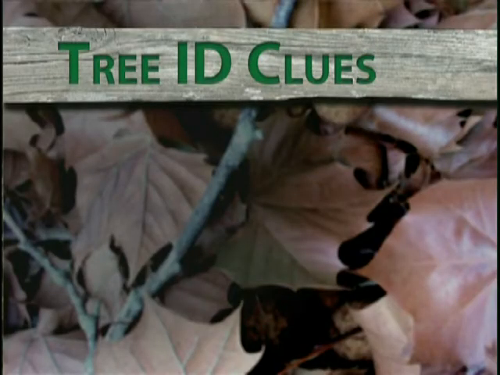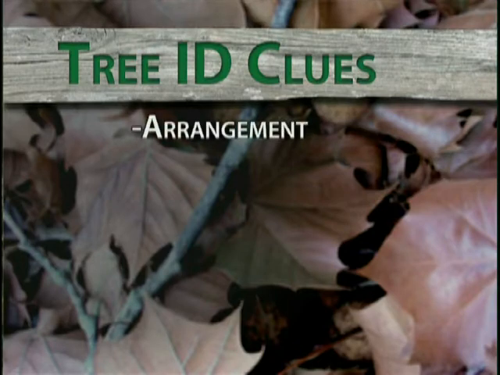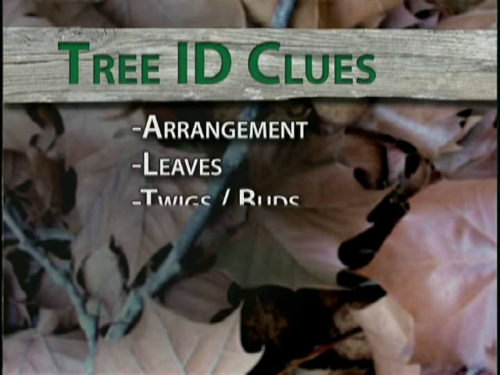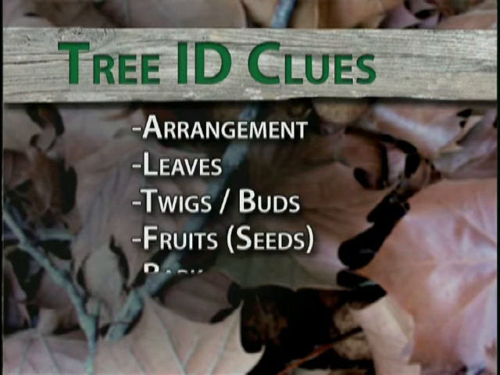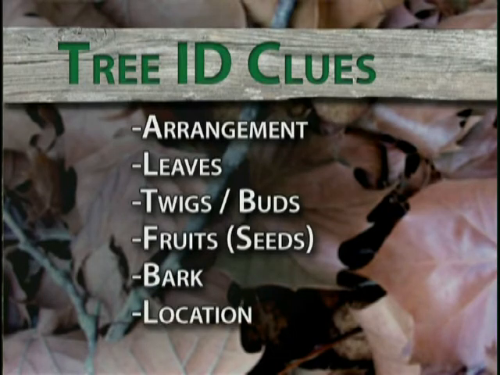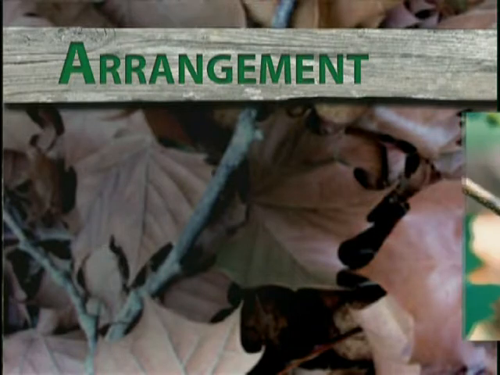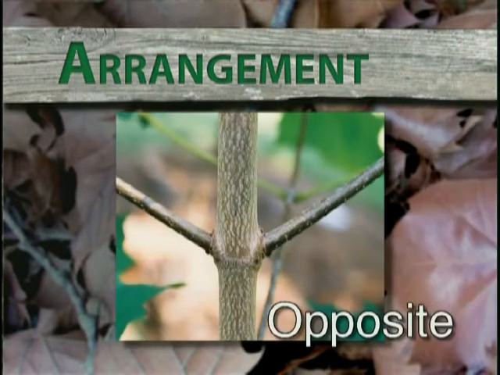The most common clues a tree provides are arrangement, leaves, twigs and buds, fruits and seed, bark, and location on the landscape. Arrangement refers to how leaves are positioned on the twig. As branches are modified leaves, arrangement can also be deduced from how smaller branches are positioned on larger branches. Opposite arrangement is used to describe leaves that emerge on opposite sides of the twig, as shown here in the case of sugar maple.